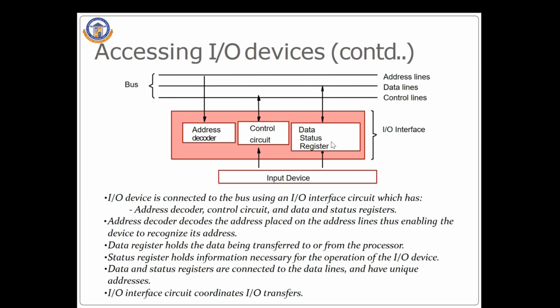The data register is along with the status register. When the data is loaded into the data register, the status register is set to 1. So it says the data is ready, so that the processor will fetch the data from the data register. How does it fetch? The data will be sent to the data lines in the bus, and from the data lines, the processor will take the data from the data bus.